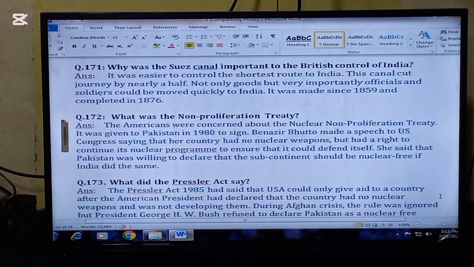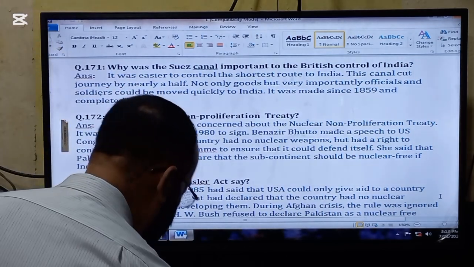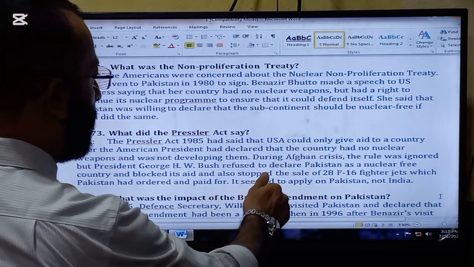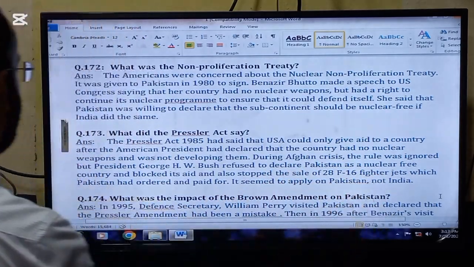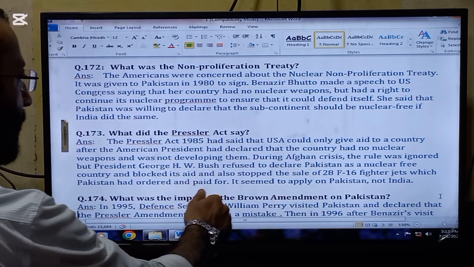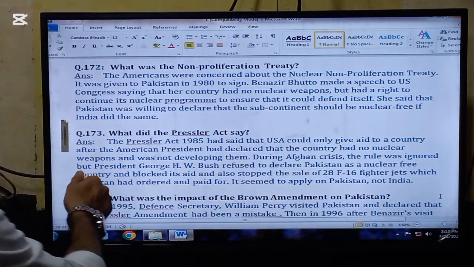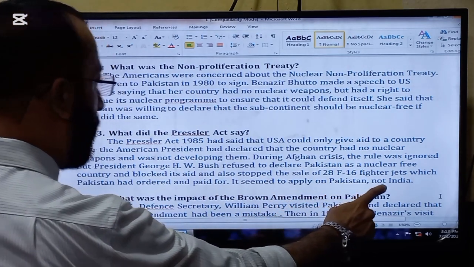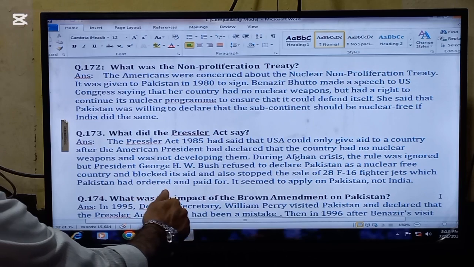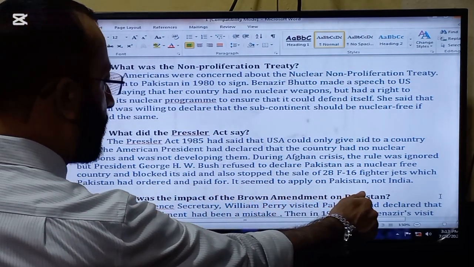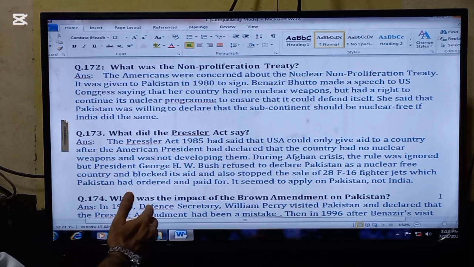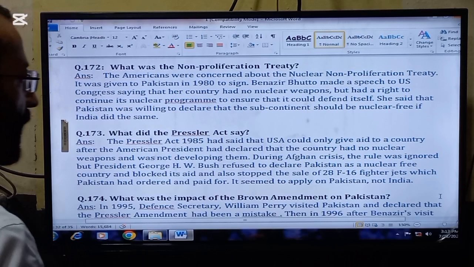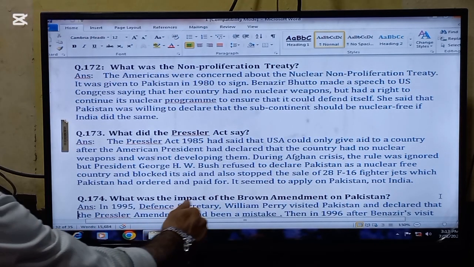The next important question for today is, what did the Pressler Act say? The Pressler Act of 1985 said that the USA could only give aid to a country after the American president had declared that the country had no nuclear weapons and was not developing them. During the Afghan crisis, the rule was ignored, but President George W. Bush refused to declare Pakistan a nuclear-free country and blocked its aid, and also stopped the sale of the 28 F-16 fighter jets, which Pakistan had ordered and paid for.